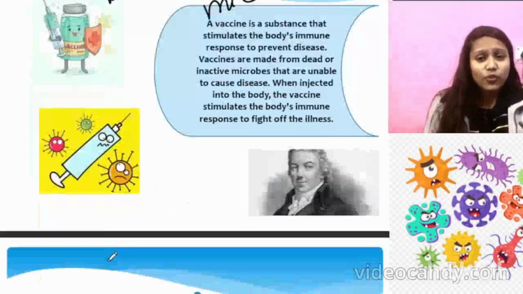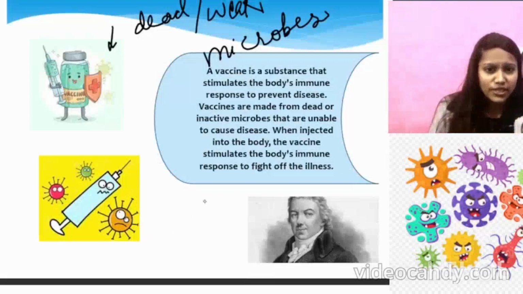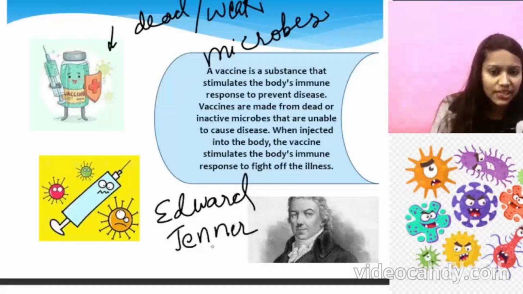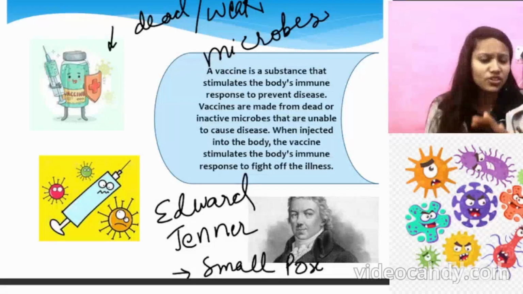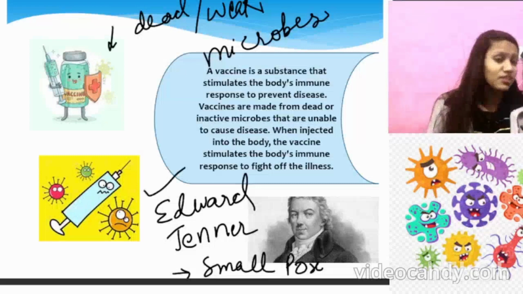And one important fact that you have to remember here: who developed the first vaccine? It was developed by Edward Jenner. He developed a vaccine for smallpox. Edward Jenner was the first one to discover a vaccine, and he discovered it for smallpox disease, although it is a disease which is no more there in the world. It has been eliminated from the world.